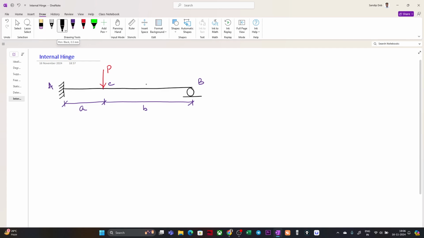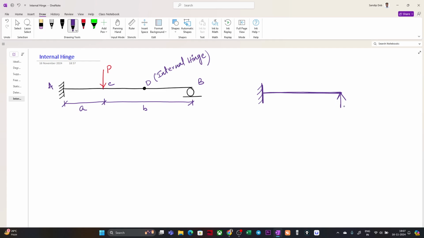Now if we provide an internal hinge here, suppose this is my point D and this is an internal hinge, okay? So earlier this was my cantilever beam, correct? If we apply any load, this fixed support was able to keep this beam stable. Then we had provided one additional support here, which was not required. So this is a redundant support, so it has become an indeterminate structure.